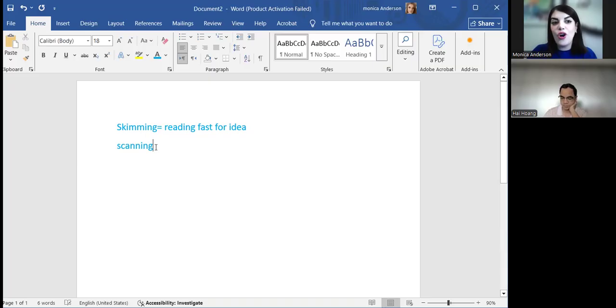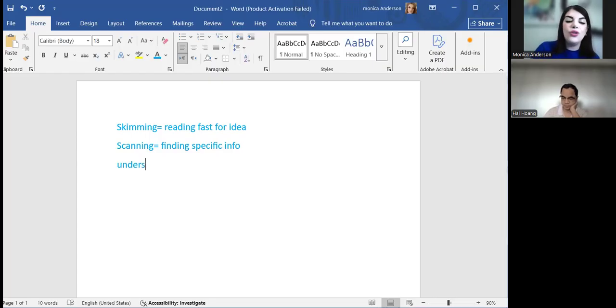And scanning, that is harder, of course, is finding specific information. So you underline the keywords. And it's really important because they want to validate your understanding skills. If you can understand, and of course, vocabulary, but vocabulary in context. This one is important. Okay?